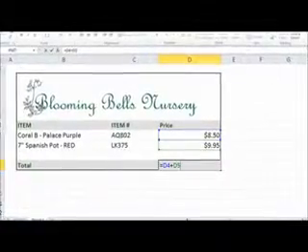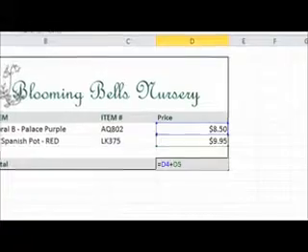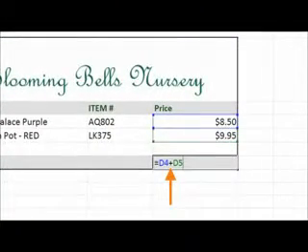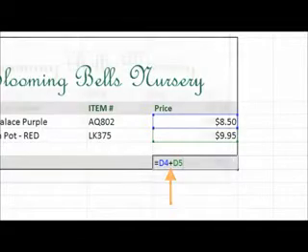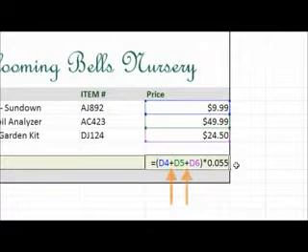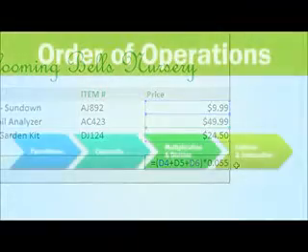We'll talk about how to create a simple formula with only one type of operation. But sometimes you'll have to create a more complex formula that has more than one type of operation, for example, addition and multiplication. To do this, you'll need to understand how Excel is calculating the answer.